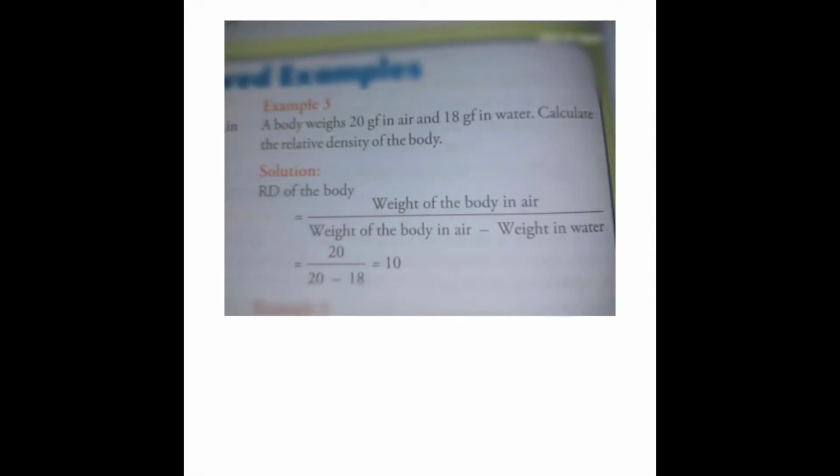A body weighs 20 gram of force in air and 18 gram of force in water. Calculate the relative density of the body. So weight of the body is 20 gf and change in weight is 20 minus 18, that is 2, so 20 by 2, that is 10, right? Relative density has no unit, it is a dimensionless quantity.